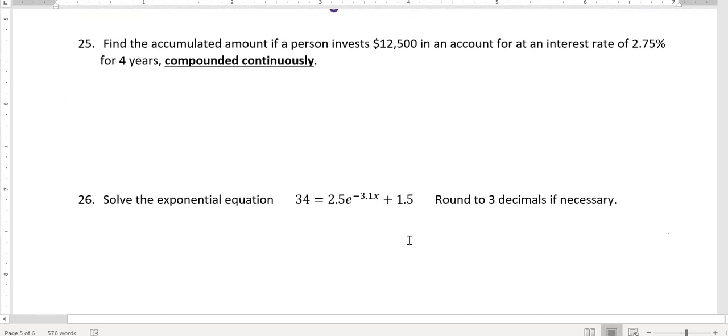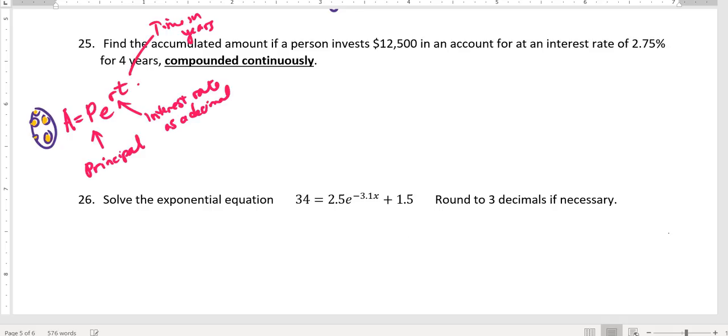Number 25. This is going to be compounded continuously, so you need to make sure you know this formula. A is equal to P e to the RT, where P is the principal, R is the rate as a decimal, and T is the time in years. All right, so that's what we have. Write my formula.